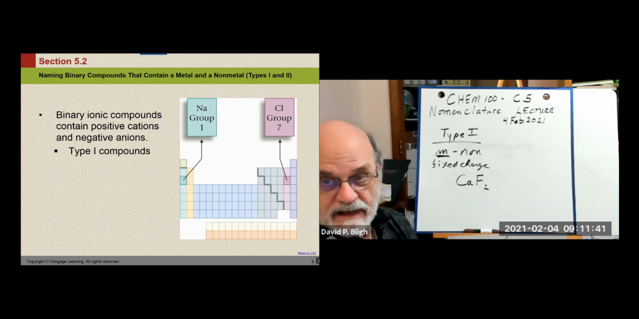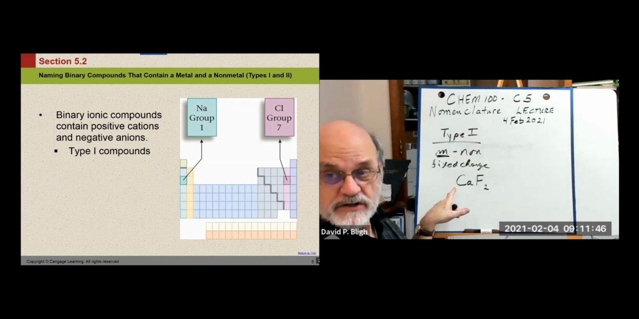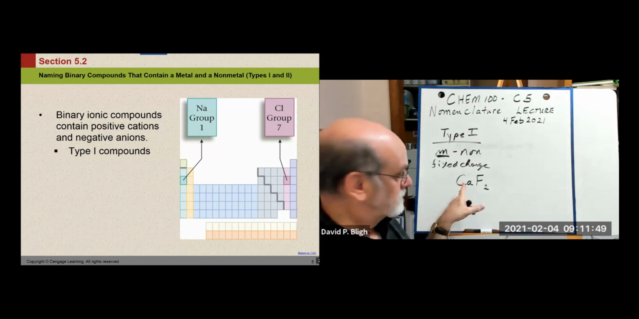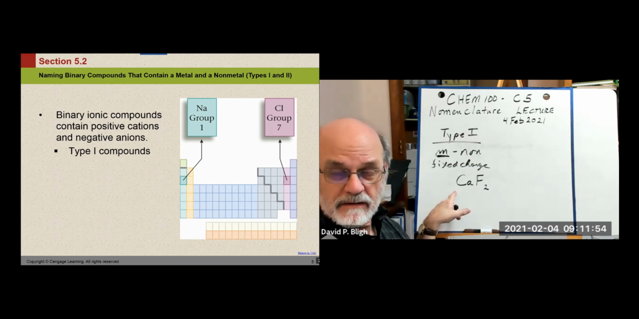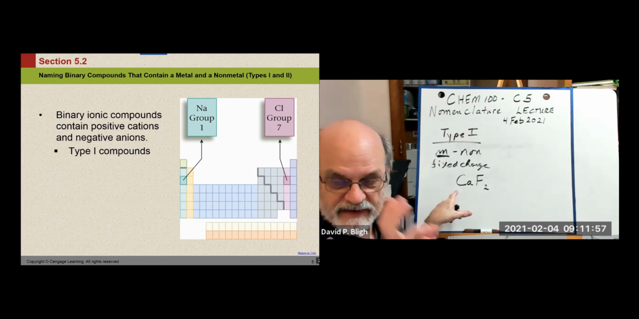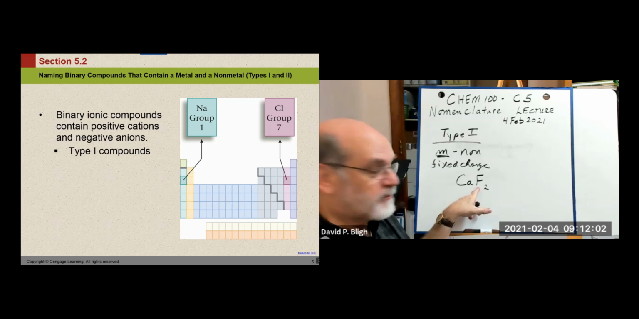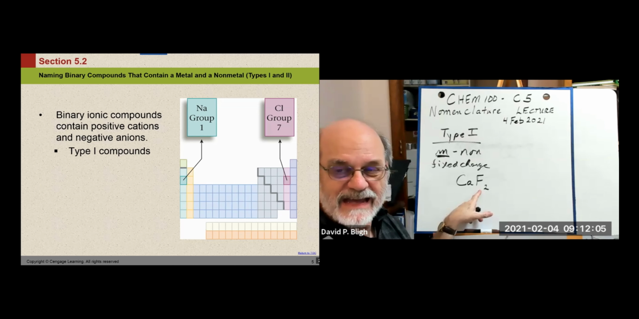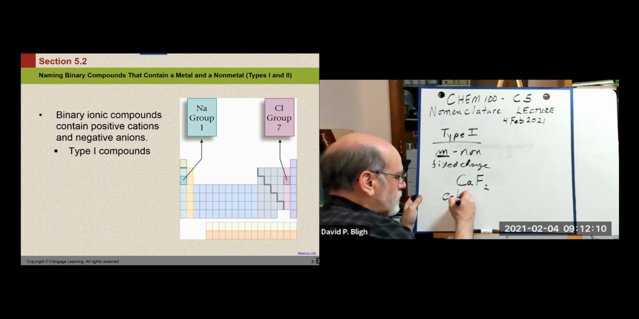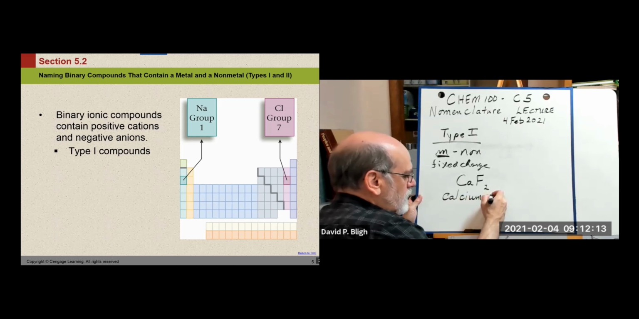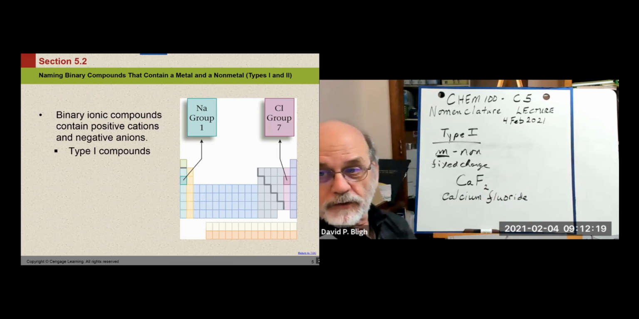There you go. That's calcium. And the first position is always the cation, the metal. Second position is always the nonmetal. The metal is named by the name of the element. That's it. Ca is calcium. But the nonmetal, you change the ending to -ide. So we would write this one, calcium fluoride.